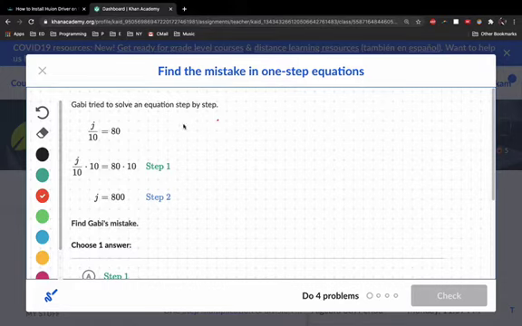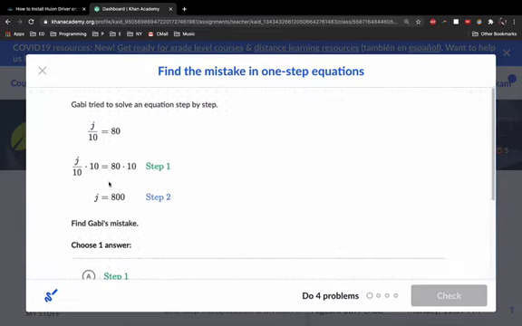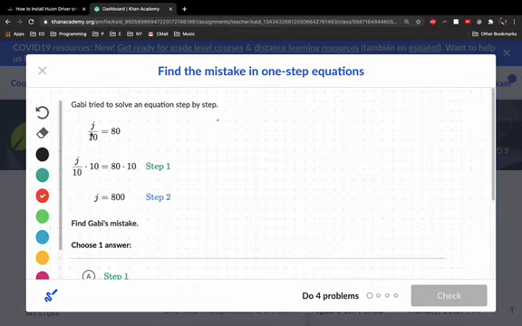All right, today we're trying to solve one-step equations and we're trying to find the mistake in these problems. So let's go ahead and get started. This problem says j divided by 10 equals 80. So we're going to have j divided by 10, and it equals 80.